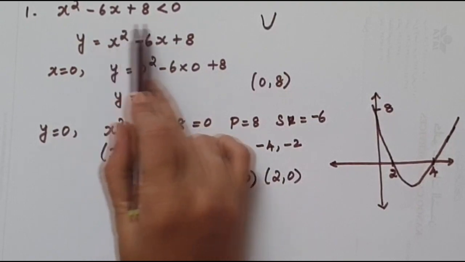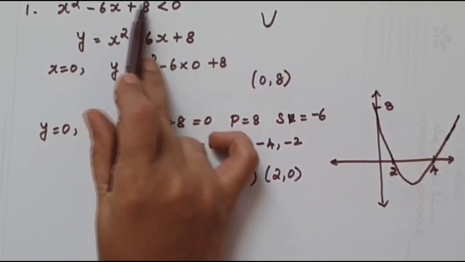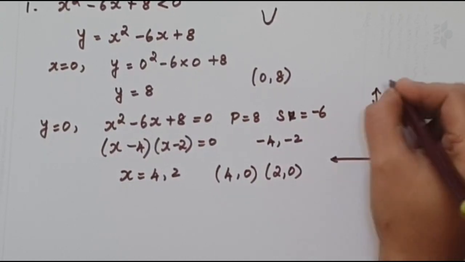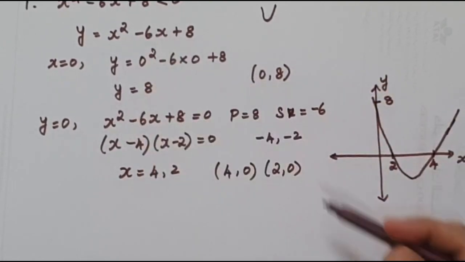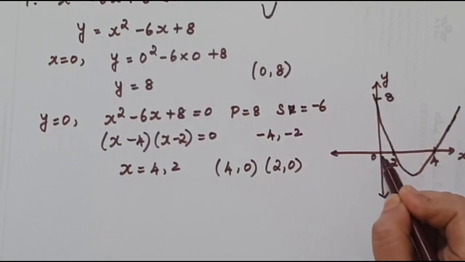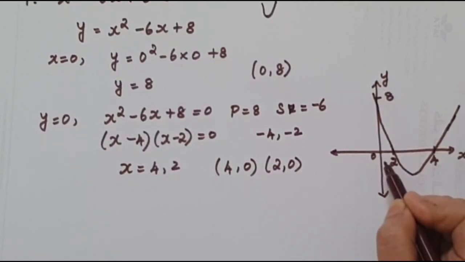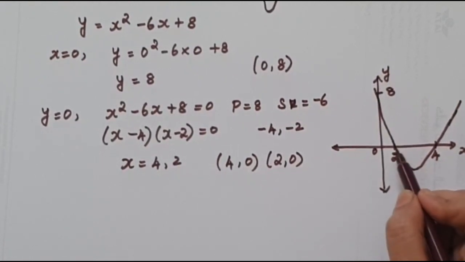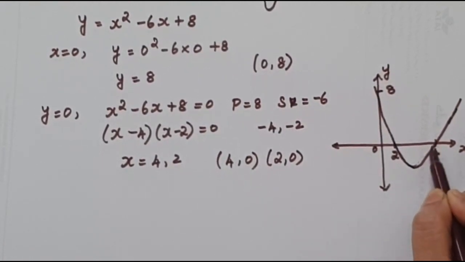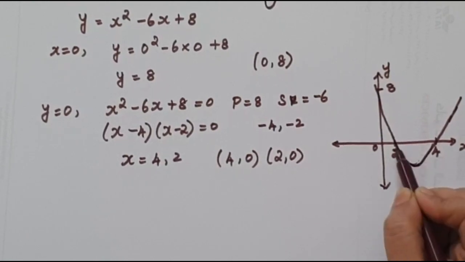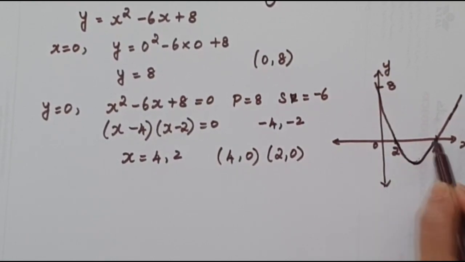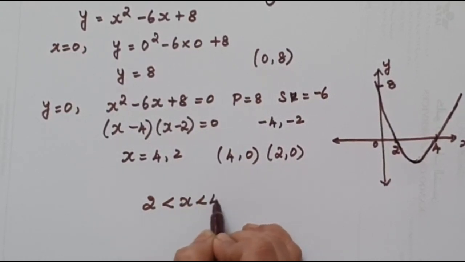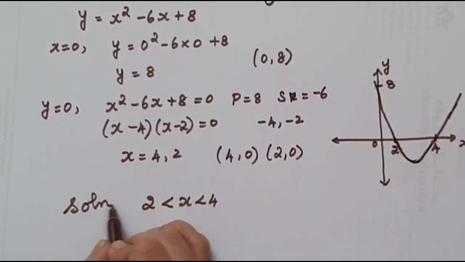So now when we take our graph is lesser than 0, that means this is y. y is less than 0. This is our x-axis and this is our y-axis. Where is y less than 0? Where is y negative? It is below the x-axis, y is negative. So in the negative y region, where is our graph? Only at this part we have a graph. So our solution lies between 2 and 4. So we'll just write it as 2 less than x less than 4. This is our solution.